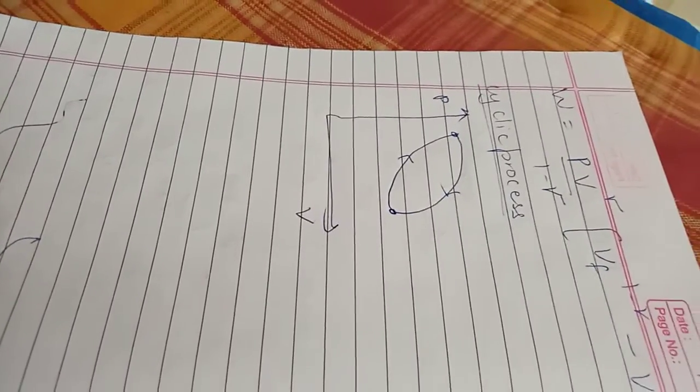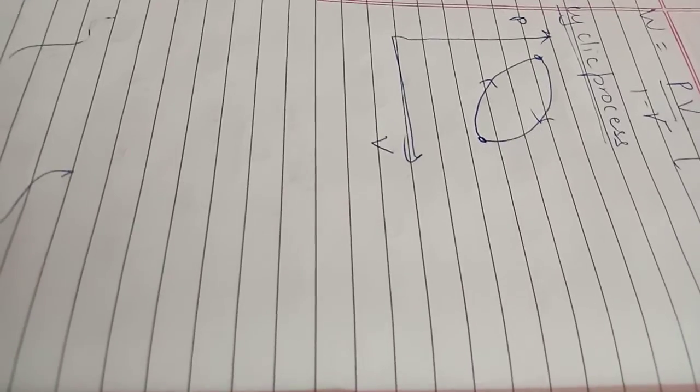Is it okay? In a reversible process the path is the same, but here for a cyclic process the path is not the same. The path is different. That's it.